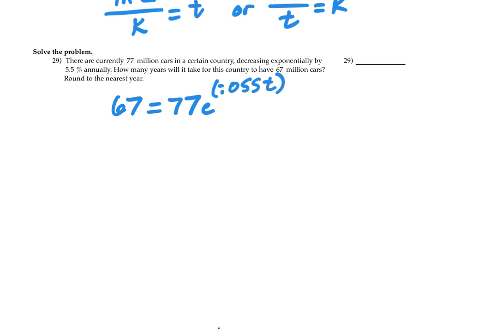To solve this one, what would I do first to start? I'm going to let you solve this one out. I'm just helping you get it set up. But what would I do first? Divide by 77. And then log it, frog it, solve it, and get t by itself. And t should be how many years it would take. We're just rounding to the nearest year, it says, so round to the nearest whole number.